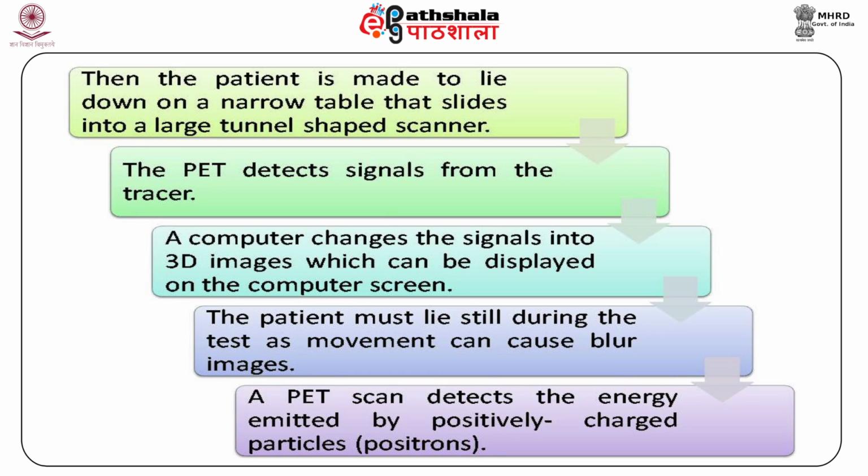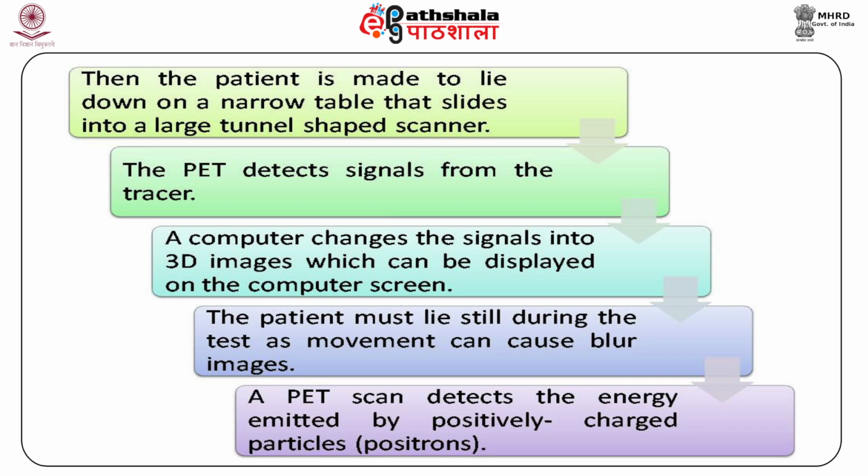Then the patient is made to lie down on a narrow table that slides into a large tunnel-shaped scanner. The PET detects signals from the tracer. A computer changes the signals into 3D images, which can be displayed on the computer screen. The patient must lie still during the test. Too many movements can cause blurred images.